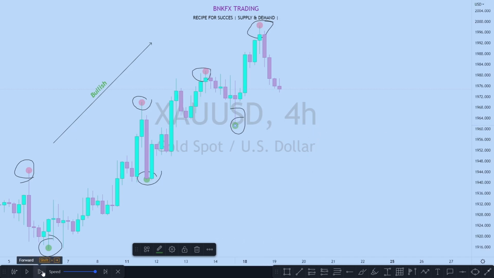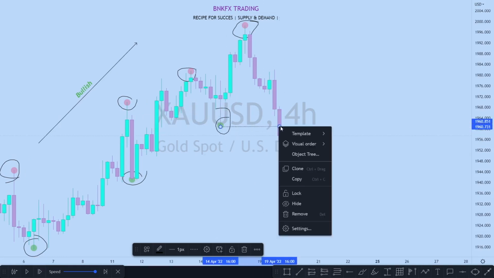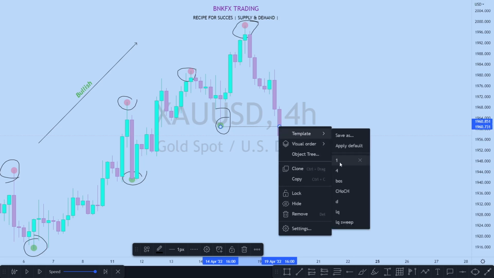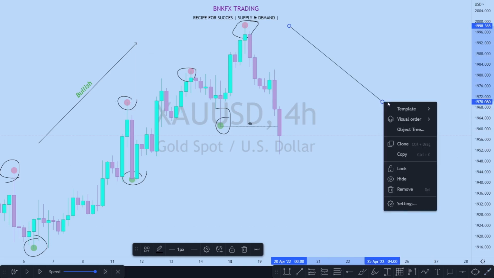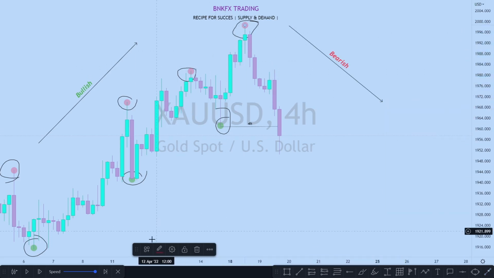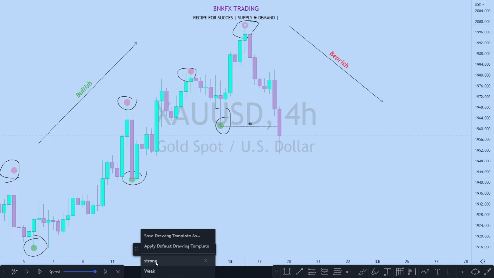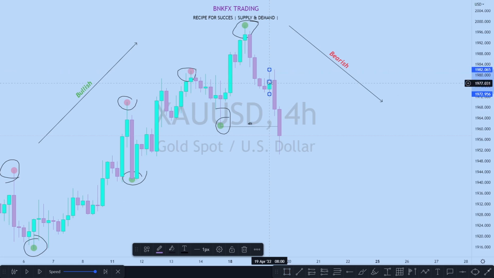Let's see the price action. So, here we have our break of structure, and we are now in a bearish trend. This weak point turns into a strong one. Our first entry could be executed from this supply.